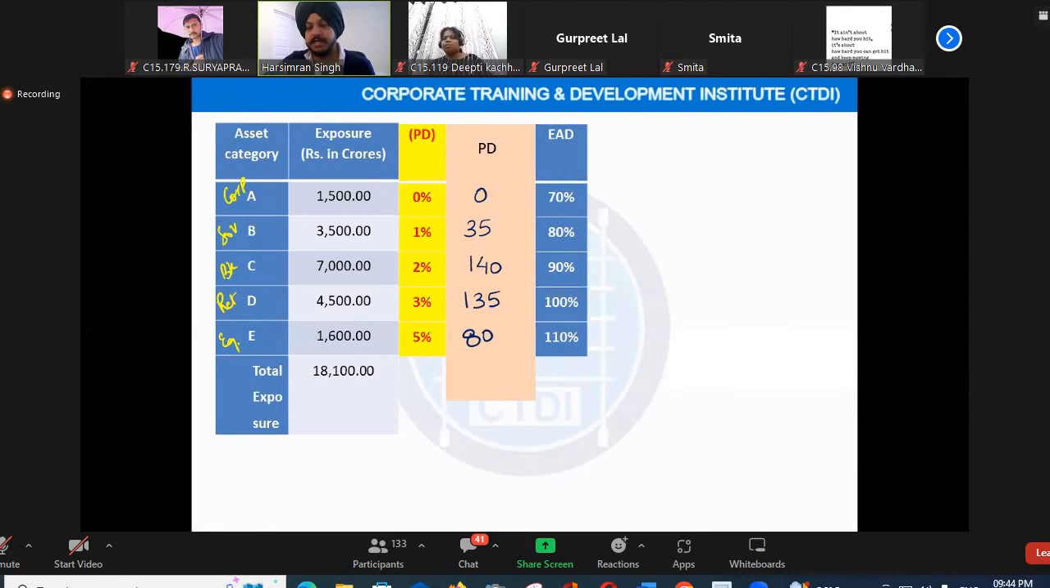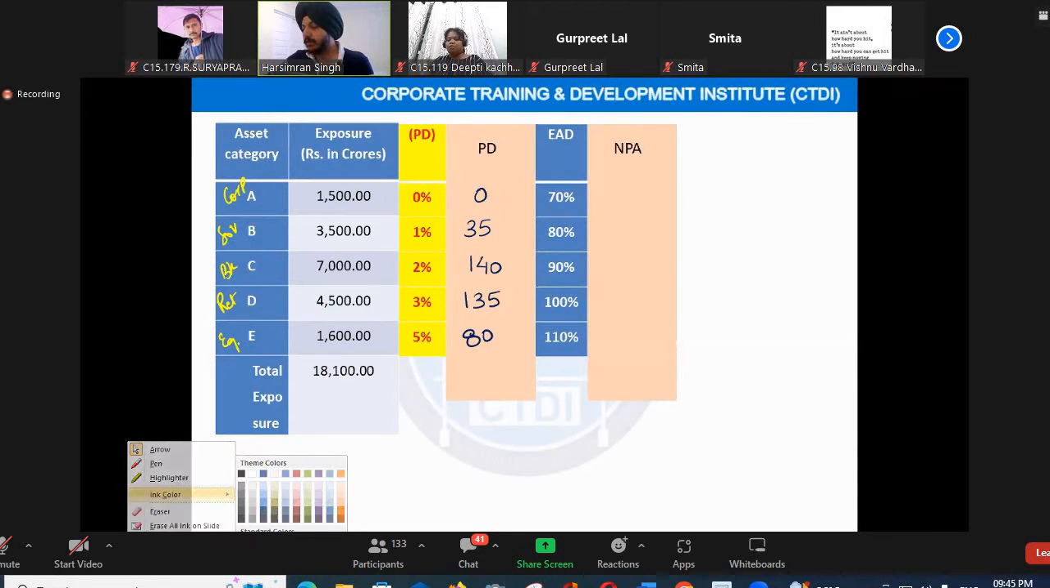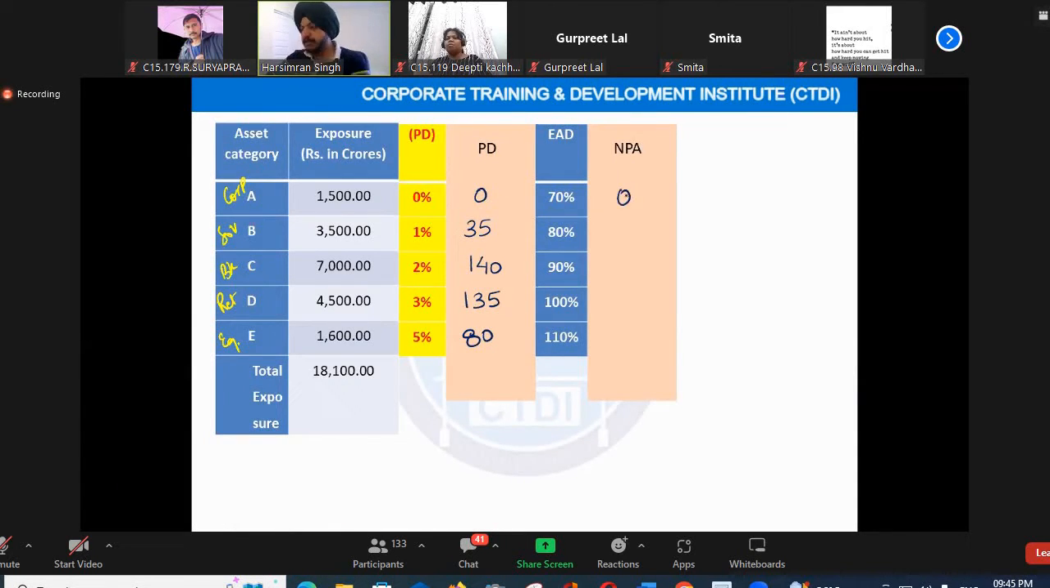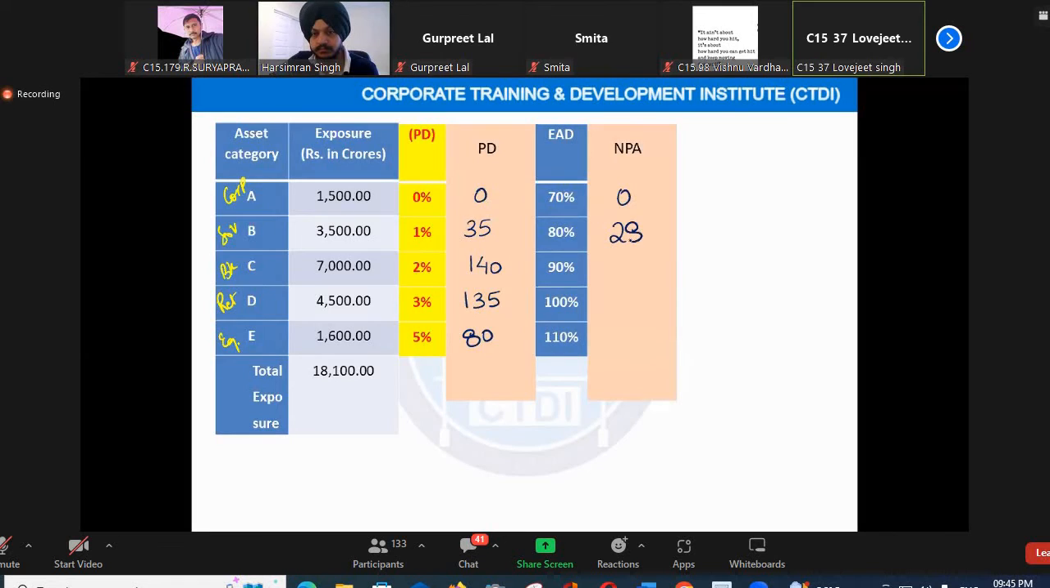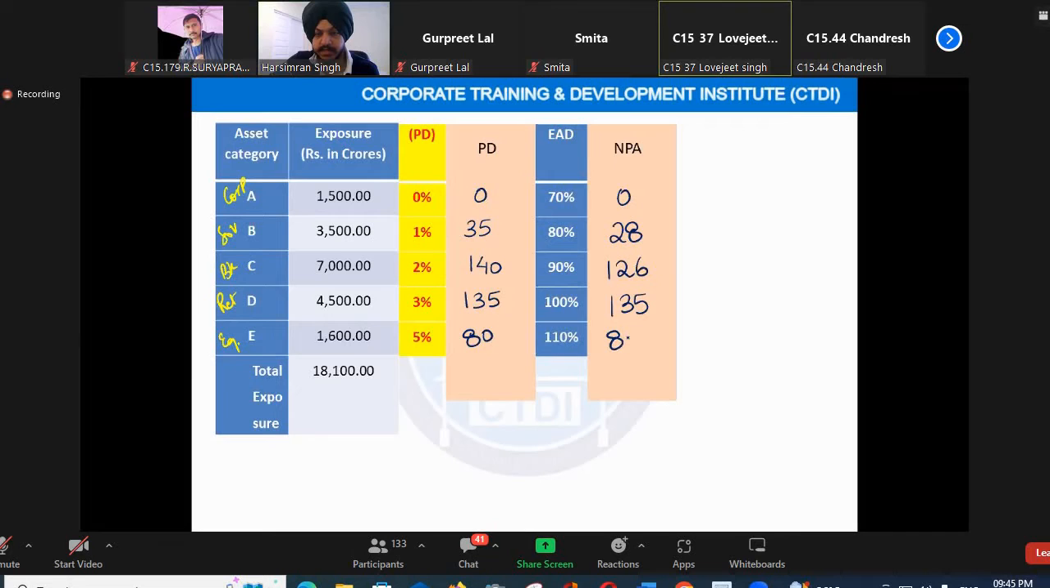Okay, so what is the next step? Now this PD is multiplied by EAD. So when you multiply PD with EAD, you get NPA. So 0 into 70% is 0. What is 80% of 35? 28. Correct. 90% of 140 is 126. 135 at 100% is 135. And 110% of 80 is 88.